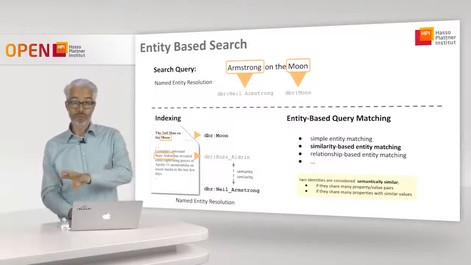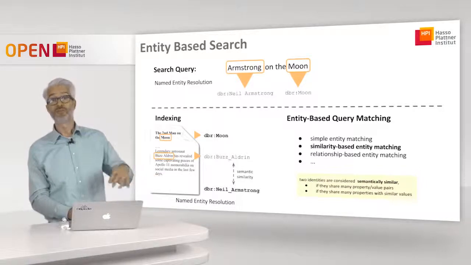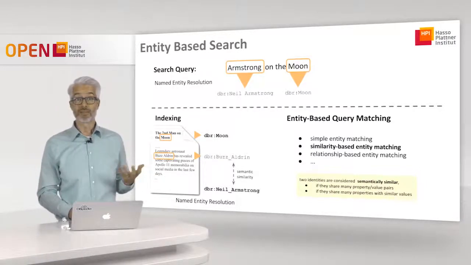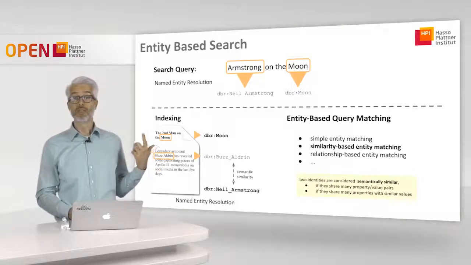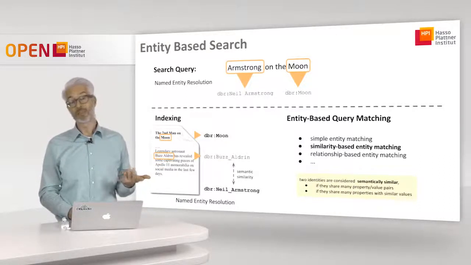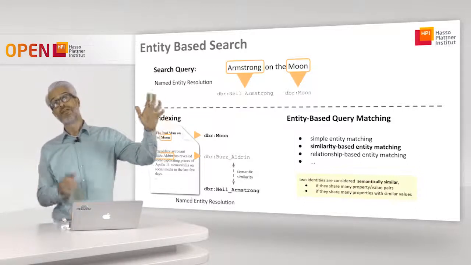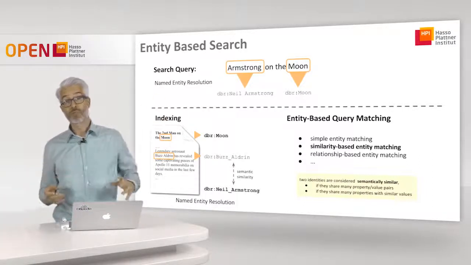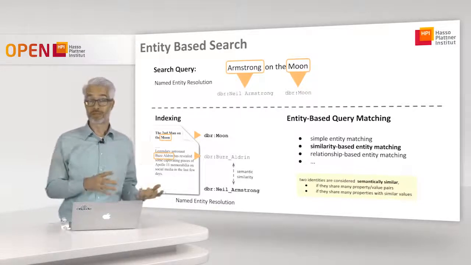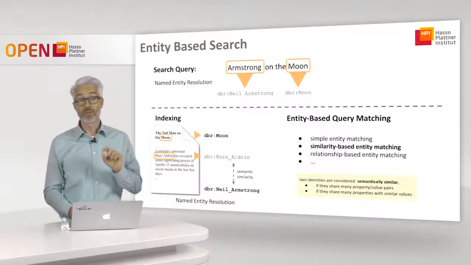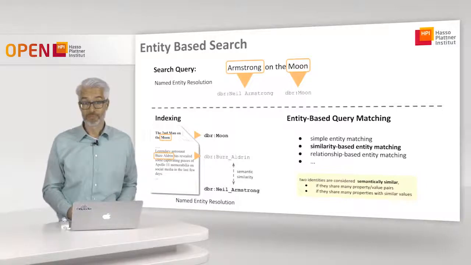What you would do in your search engine, of course, is take first the simple entity mappings or simple entity matchings, and then you would consider similarity-based entity matching, because they are a little bit farther away from your original search goal, but nevertheless they might be related. So for completeness, you should also consider this.